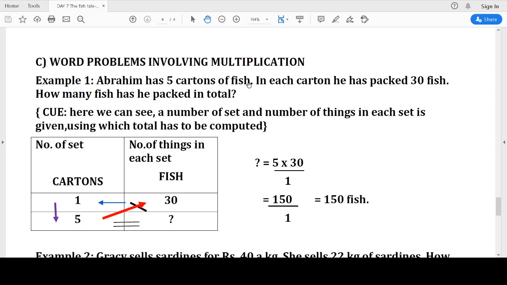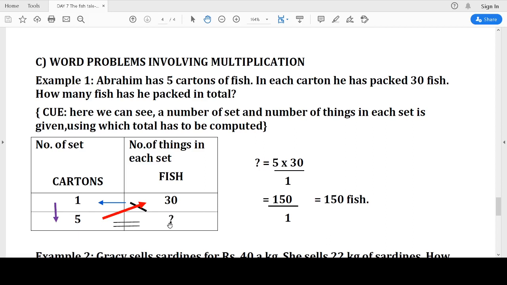In such questions, when the number of sets and the number of things in each set are given, we multiply to get the answer. In each carton, if you read this statement, it is very clear. Remember, the term each means 1. In one carton, how many fish did he pack? 30 fish. So in 5 cartons, how many fish will he be packing? That is the question, so I will put a question mark here because we have to find the answer.